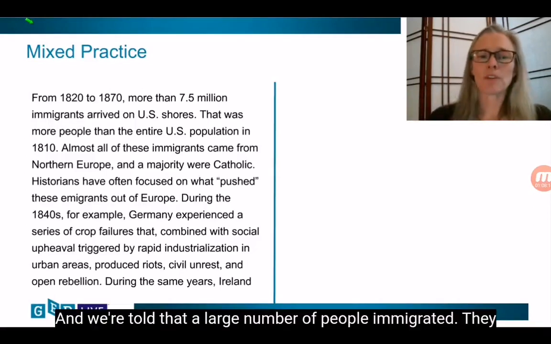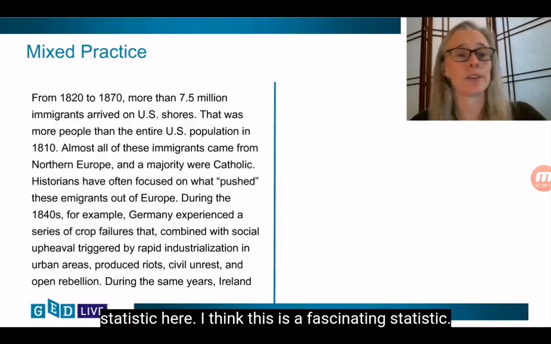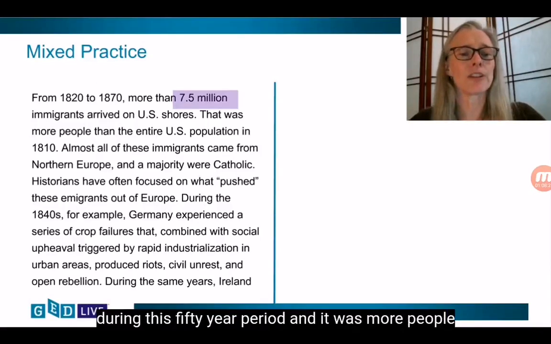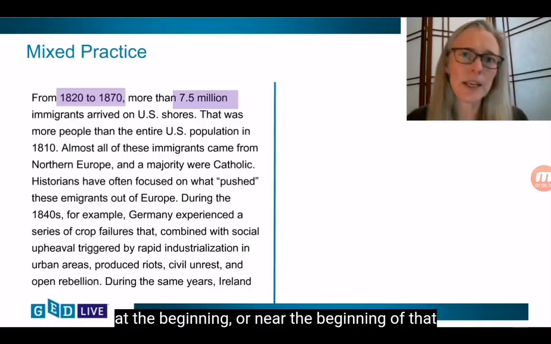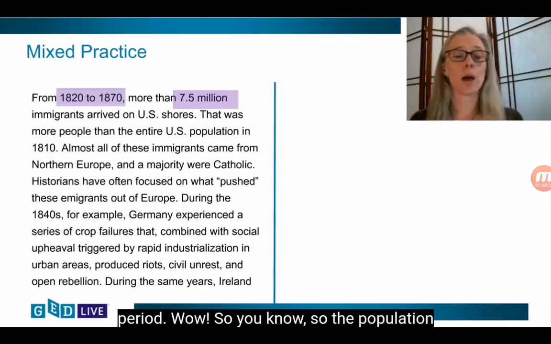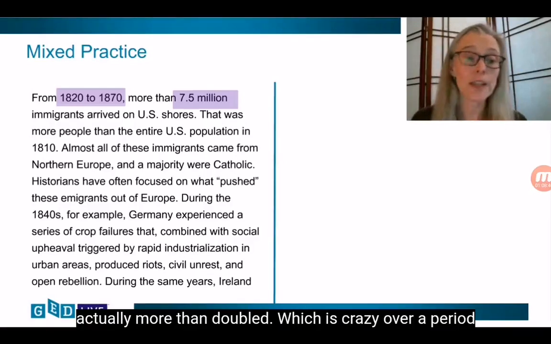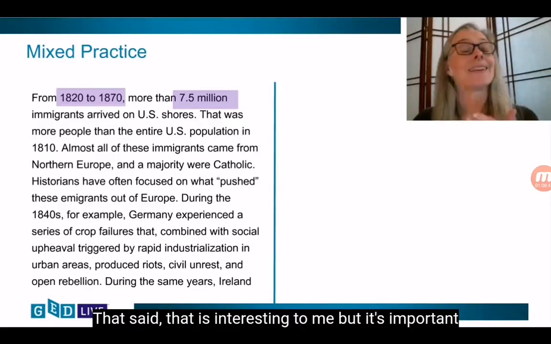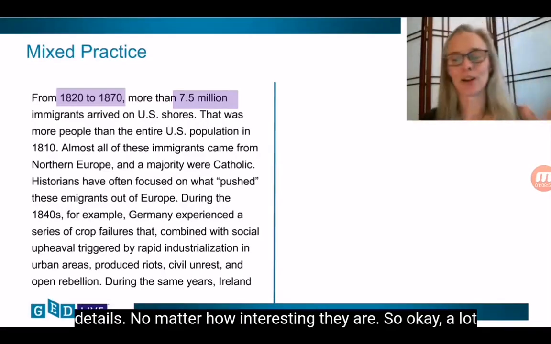And we're told that a large number of people immigrated. They have a really interesting statistic here. I think this is a fascinating statistic. That 7.5 million people arrived during this 50-year period, and it was more people than the entire U.S. population near the beginning of that period. Wow! So the population actually more than doubled, which is crazy over a period of 50 years. That seems crazy to me. That said, that is interesting to me, but it's important for me and for you not to get too hung up on the details, no matter how interesting they are.